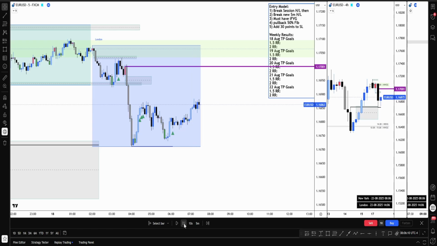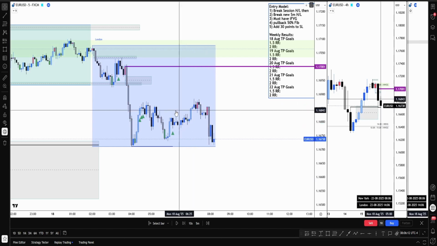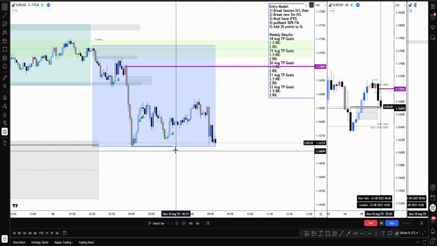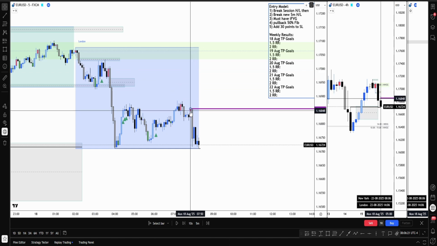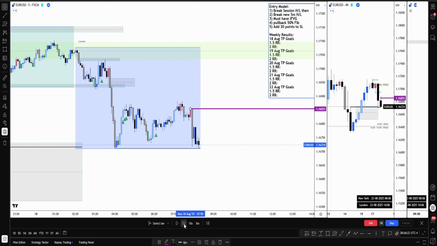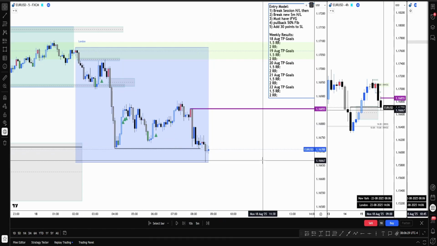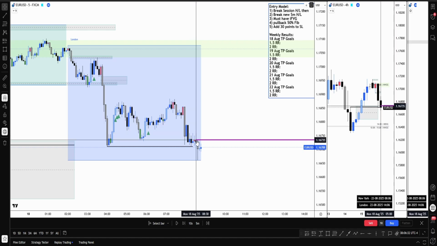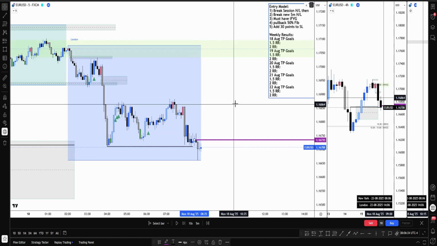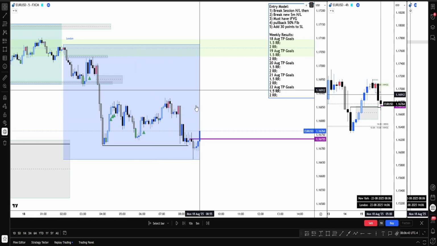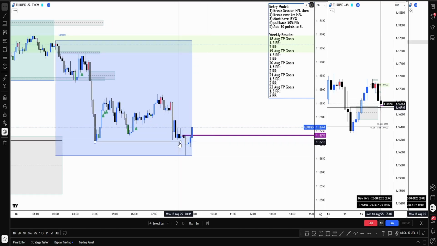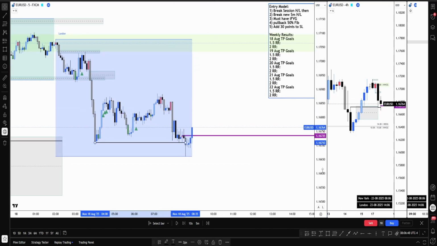Okay, and we're not getting anything so far. Oh, there we go, there we go. Okay, so we actually tested the low. Now we have a new focus point right there. All right, let's move. Okay, we broke that low. Now we have another new focus point right there. All right. Let's move forward. Okay, we actually broke above this level, right? So now we are actually in our entry model.